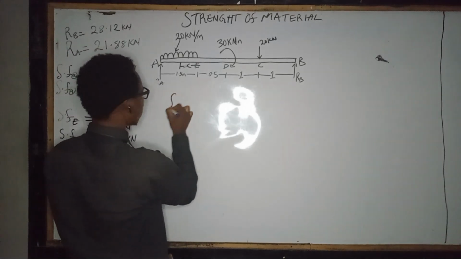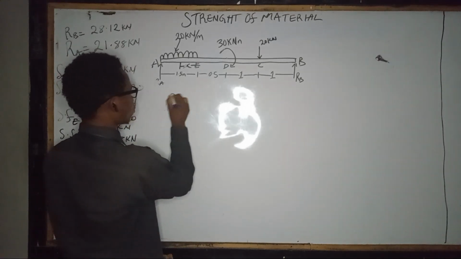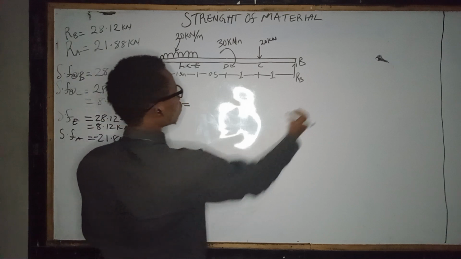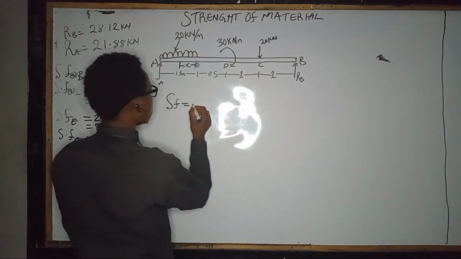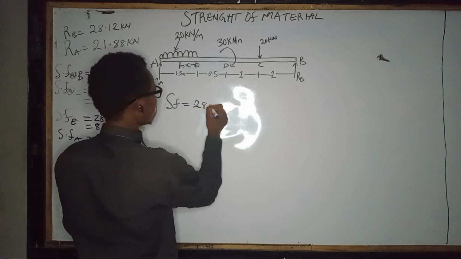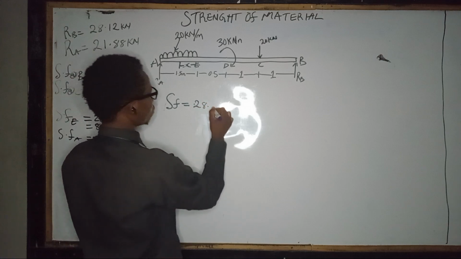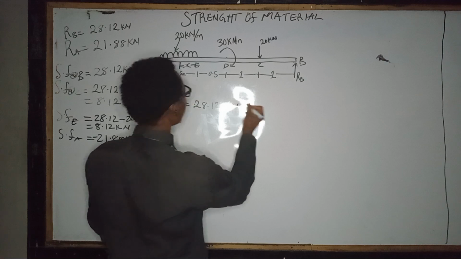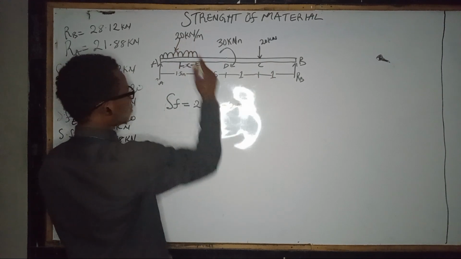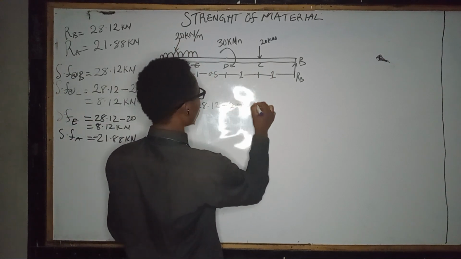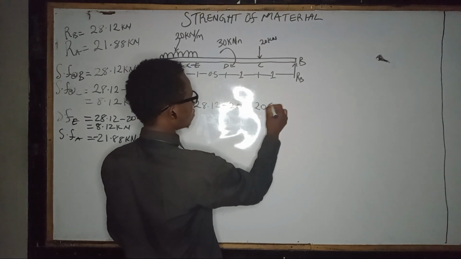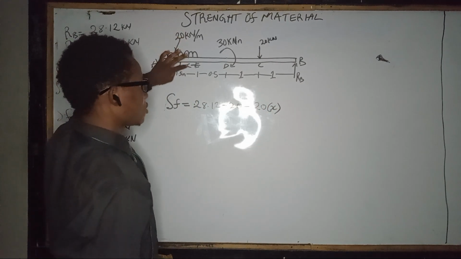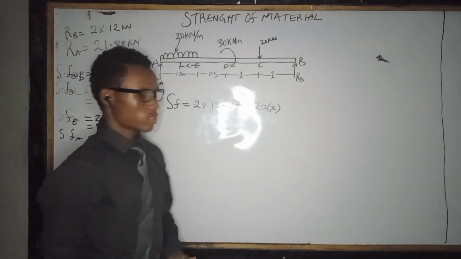So we do our shearing force. Our shearing force is equal to RB, which is 28.12, minus this, which is minus 20. Then we also have the shearing force from this side, which is equal to minus 20 times x. That is the force here times the distance. That is the shearing force of the UDL here.